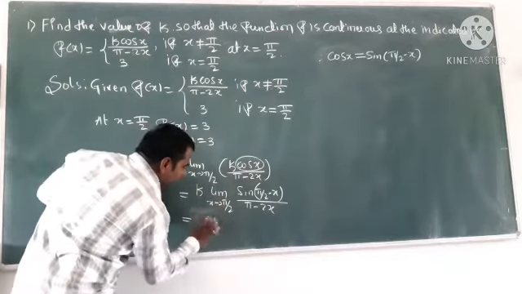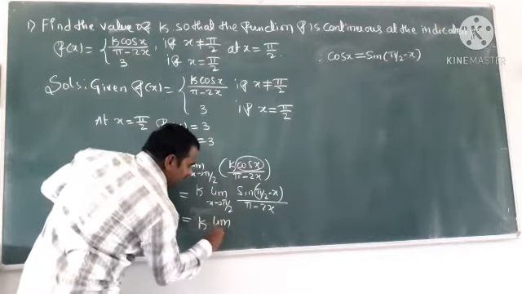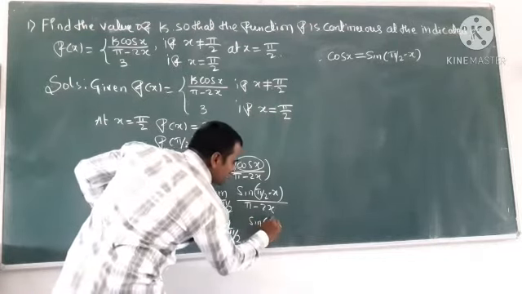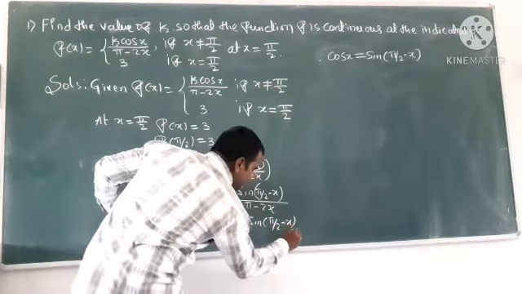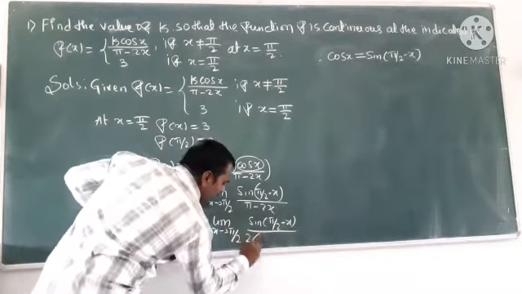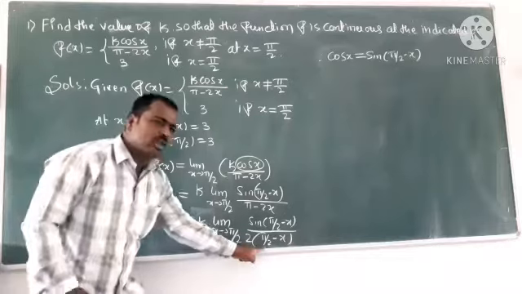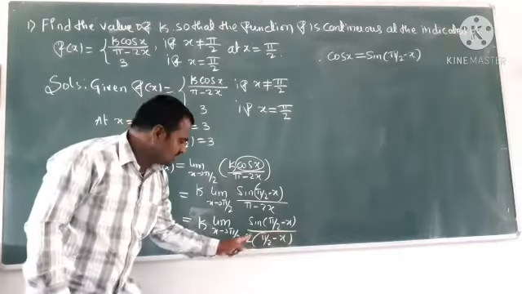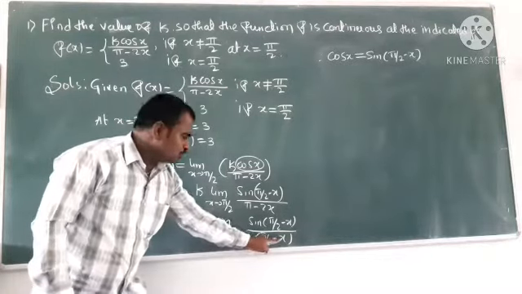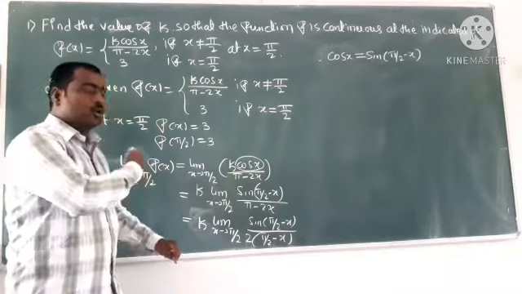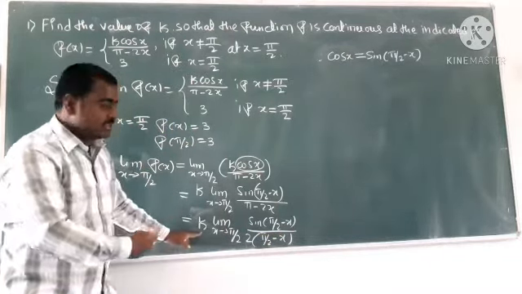The other is one step on the right. K limit x tends to pi by 2, sine of (pi by 2 minus x) divided by 2 times (pi by 2 minus x). Shall I write pi by 2 minus x? Just multiply by 2 on all terms, so the 2 gets cancelled with the 2x. This is the thing: when you want to take something common, 2 is the common term.